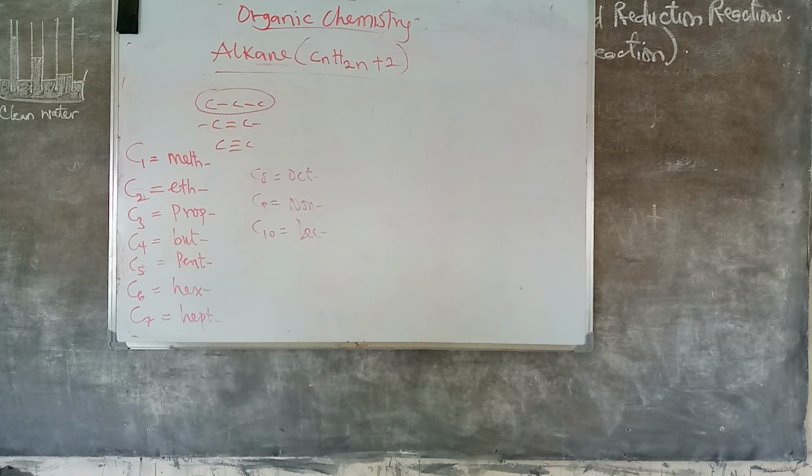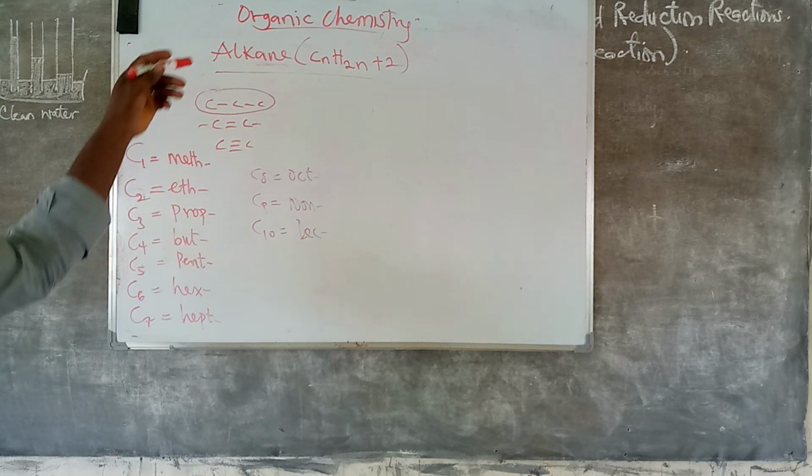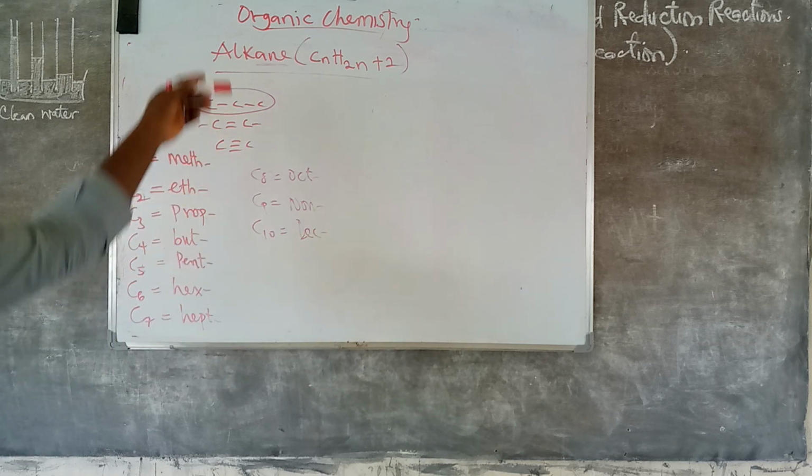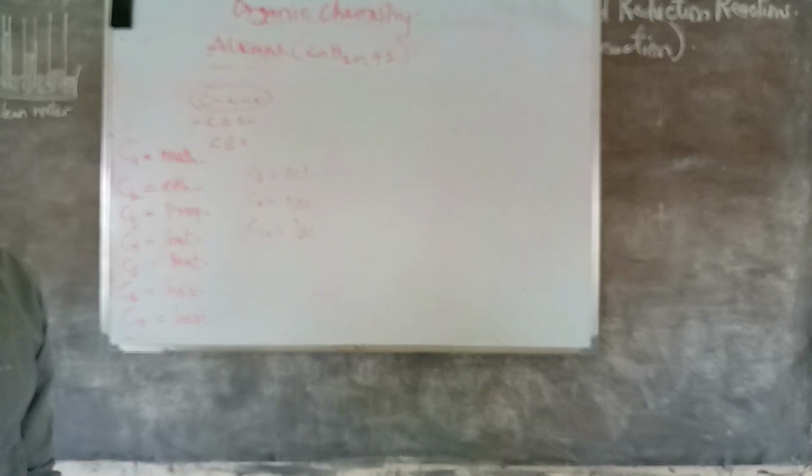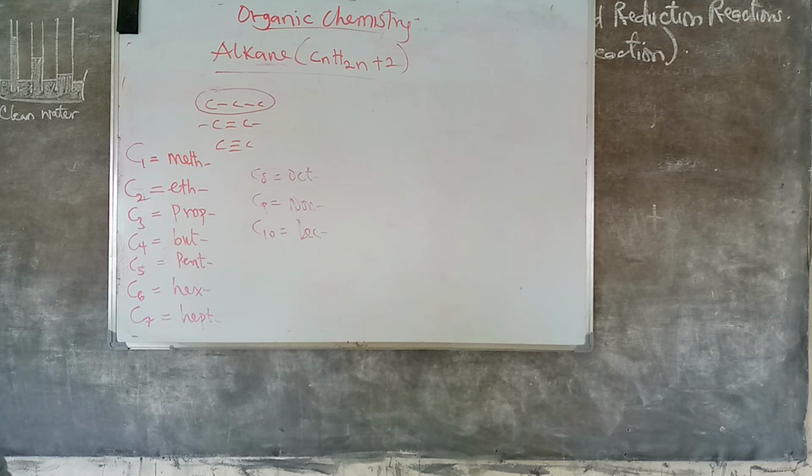These prefaces apply to this family and the subsequent families we'll be discussing. The prefix is the same. Once it is one carbon, it's meth-. Once it's two, eth-. Once it's six, it is hex-. And so on and so forth.